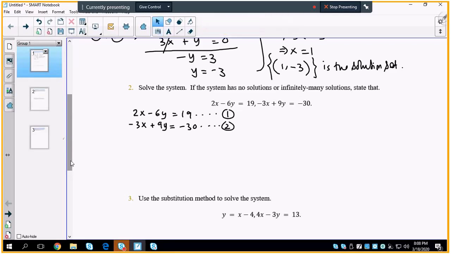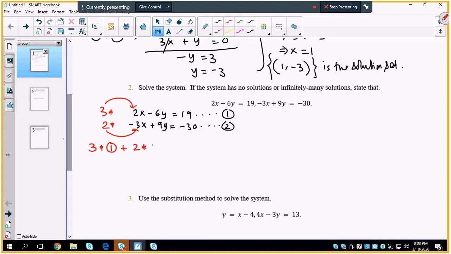How about I decide to multiply 3 with my first equation? That makes this coefficient 6. Then I multiply 2 with this equation. It makes the coefficient negative 6. And then I add them. So write exactly what you said: 3 times equation 1 plus 2 times equation 2. And see what you get.